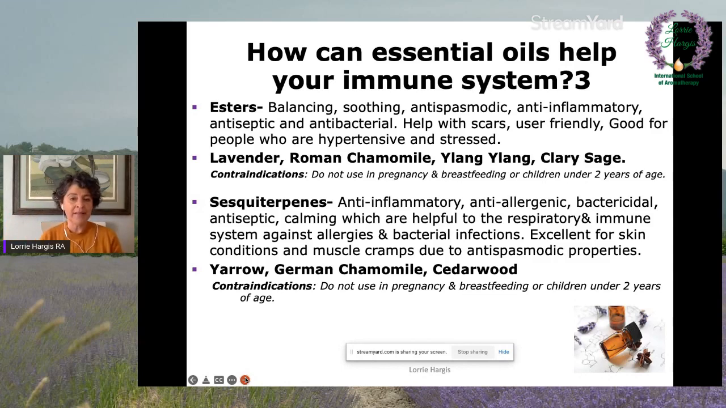So the esters are balancing, soothing, antispasmodic, anti-inflammatory, antiseptic, antibacterial. They help with scars, they're user-friendly, and they're good for people who are hypertensive and stressed. Well, look at them. Lavender, Roman chamomile, ylang ylang, clary sage. And they all have a common denominator. They have linalool in them, which is an alcohol. But for example, linalyl acetate, that is an ester, okay? And it's very relaxing and soothing to the body and balancing, anti-inflammatory.